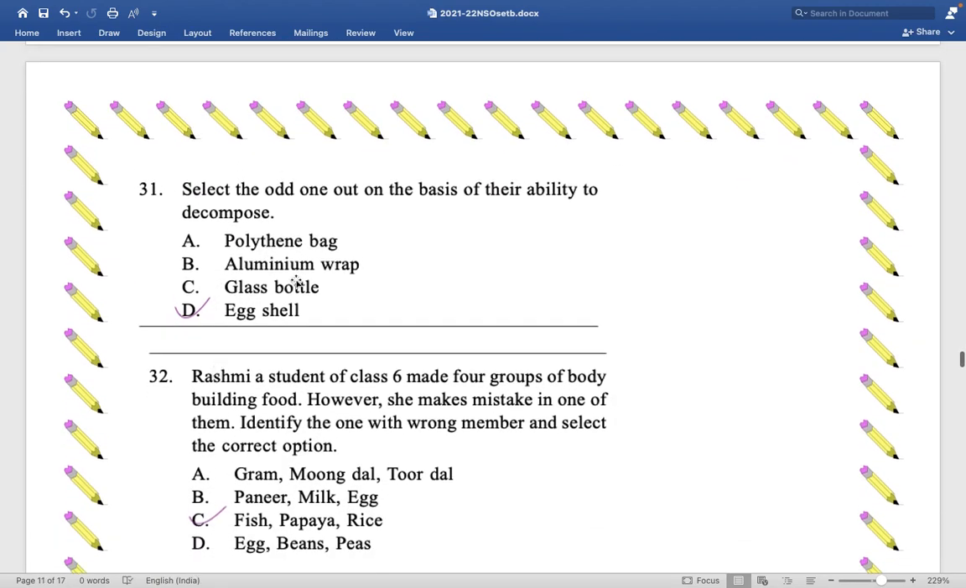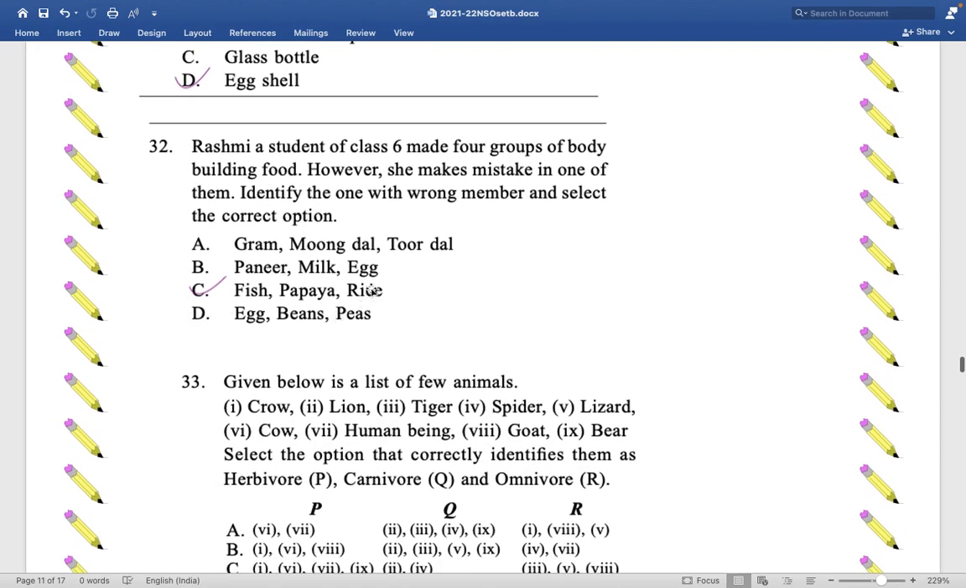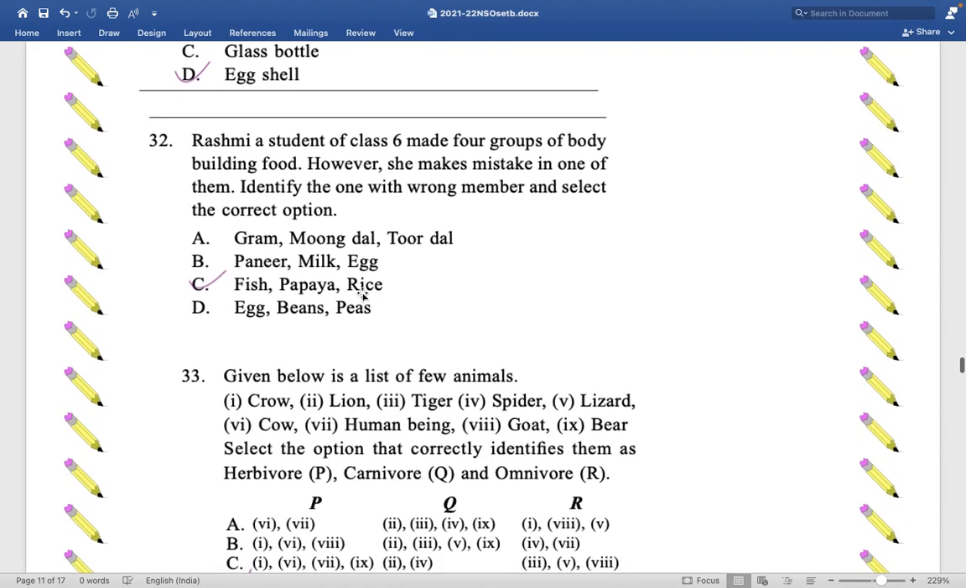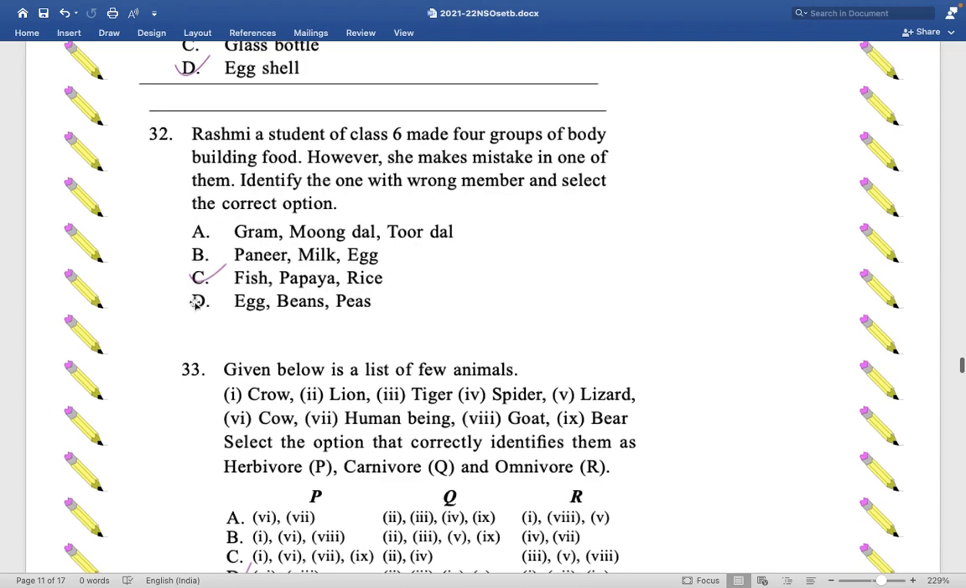Polythene bag, aluminum wrap and glass bottle are all non-biodegradable items. Eggshell is a biodegradable item, so D is the odd one out. Here, rice is full of carbohydrates and does not have any protein content inside of it. C is the odd one out.